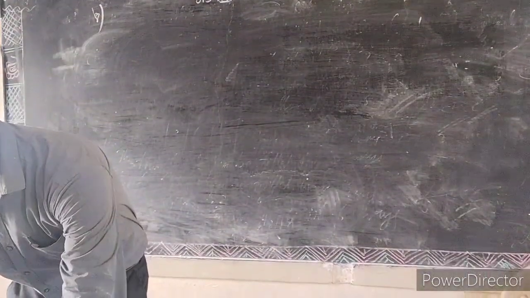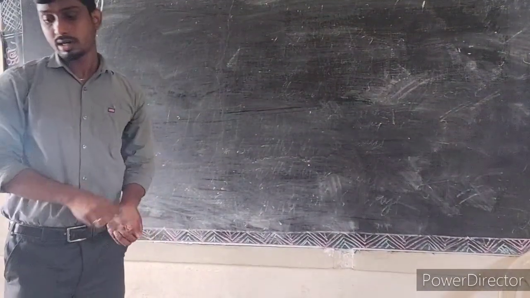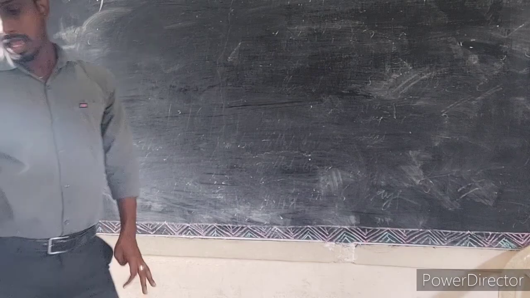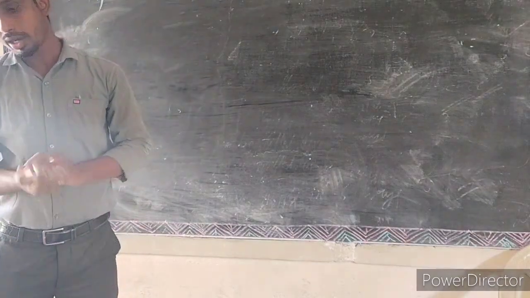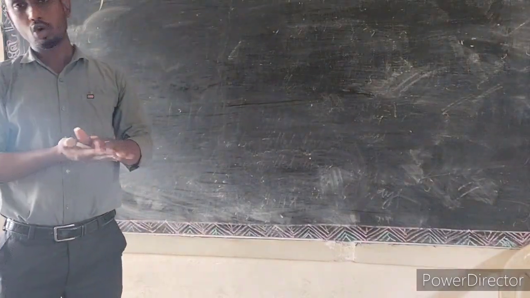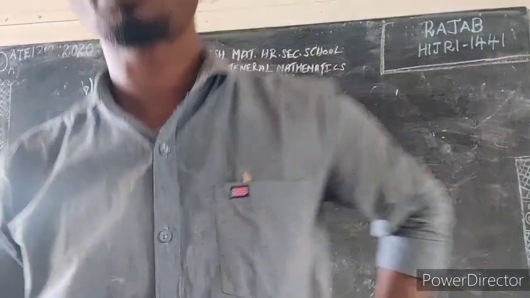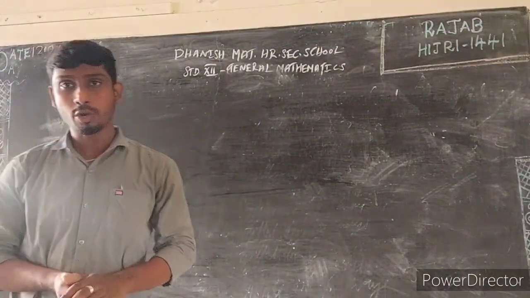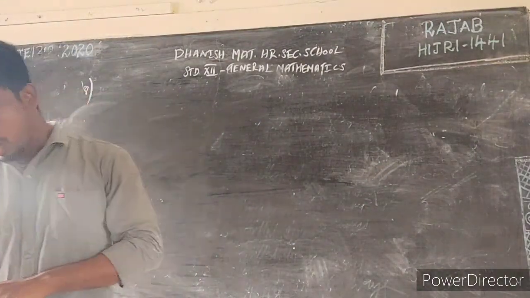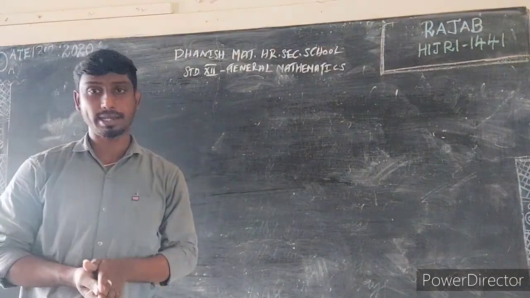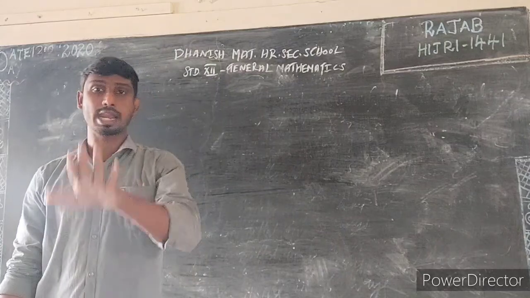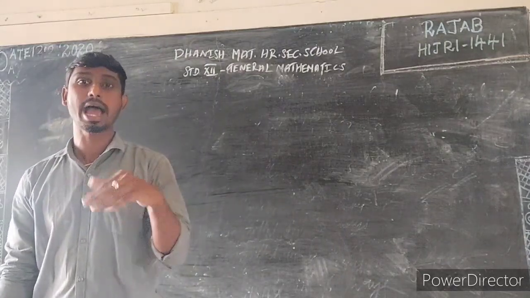Now let's read the question. Count the numbers between 999 and 10,000 subject to the condition that there is no restriction, no digit is repeated, at least one of the digits is repeated. So listen here, no restriction means repetition will be allowed.